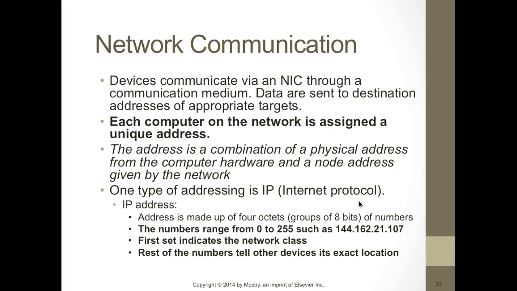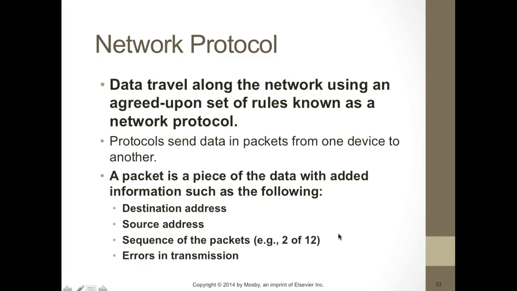So the IP address, what is it? The address is made up of 4 octets, so groups of 8 bits of numbers. So the numbers range from 0 to 255, such as 144.162.21.104. The first set indicates the network class. The rest of the numbers tell the other devices its exact location. So when we say we checked your IP address and you're not at that hospital, it's because we found out that that's not the IP number for that location. So that's how we can geo-track you.